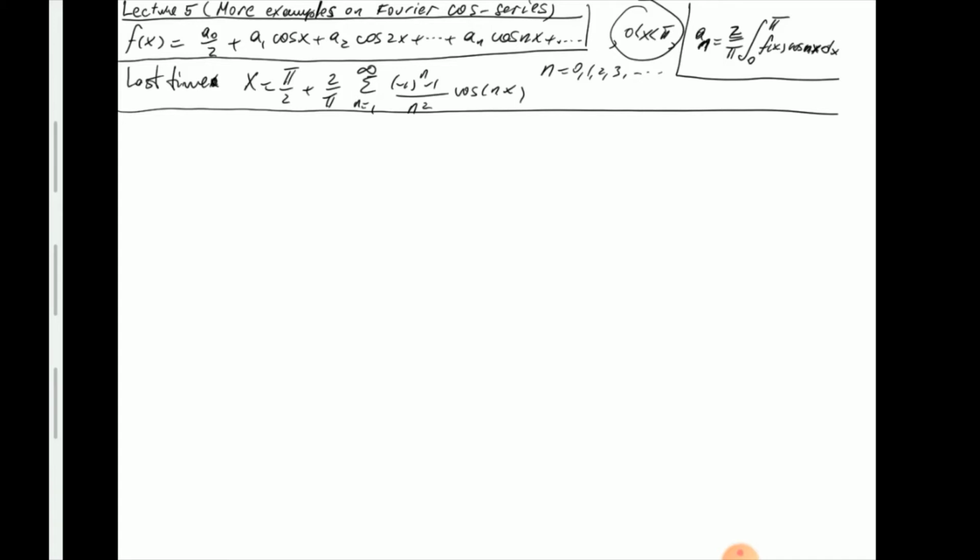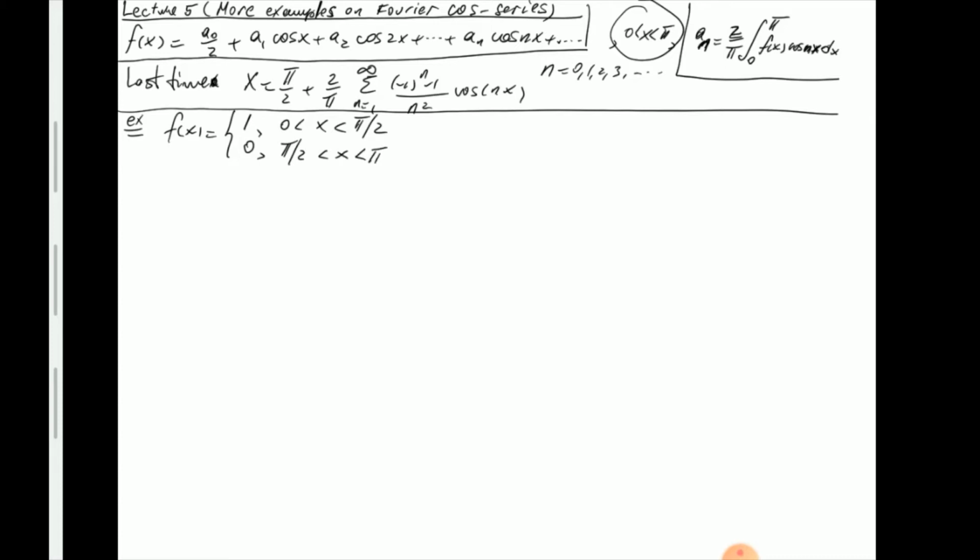So let's say I want to find, as another example, a function f of x which is, like I said, a piecewise defined function. Let's say it's equal to 1 on the interval 0 to pi over 2, and then 0 on the interval pi over 2 to pi.